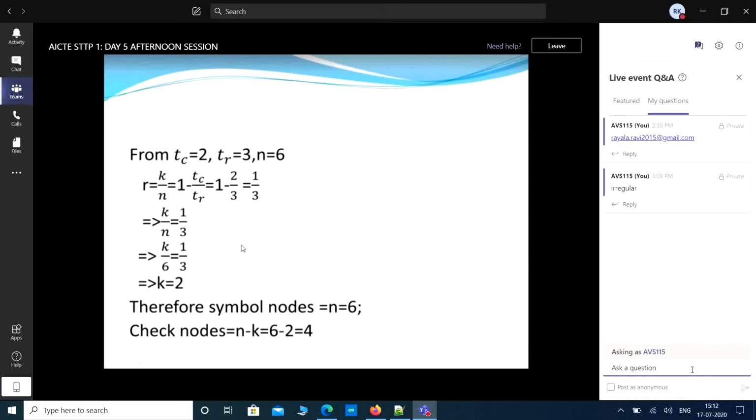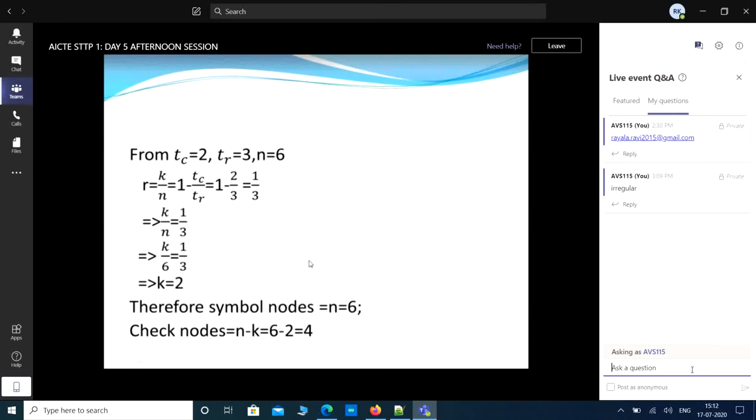Now the symbol nodes are N symbol nodes, and N minus K are the check nodes. Symbol nodes means the length of the code word, N equal to 6. So in the Tanner graph, something has to be kept here.